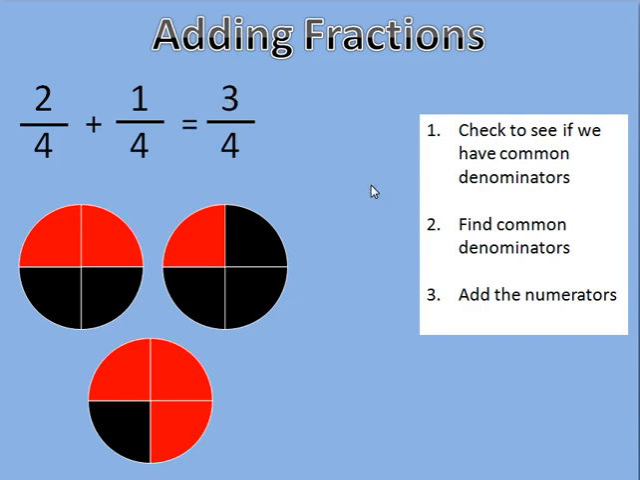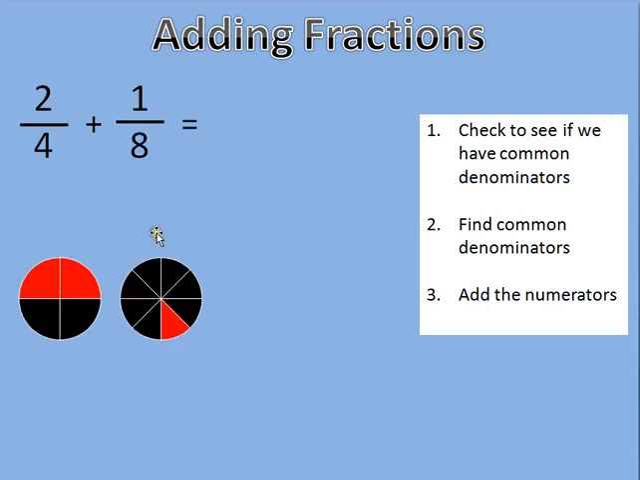Now it's not always going to work out that easily. So let's look at another example where we have to find a common denominator. This one says 2/4, which is what we had before, plus 1/8. Now 4 and 8 are not the same. That's what common denominators mean, that the denominator has to be the same. Now I have to look at how I can find common denominators. There are 2 ways I can do it. The first one kind of makes it easier.